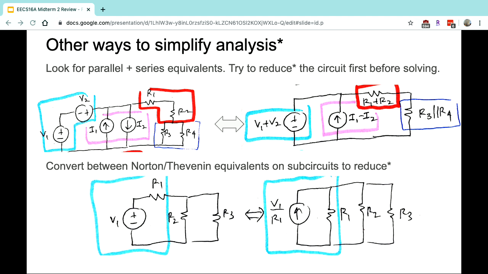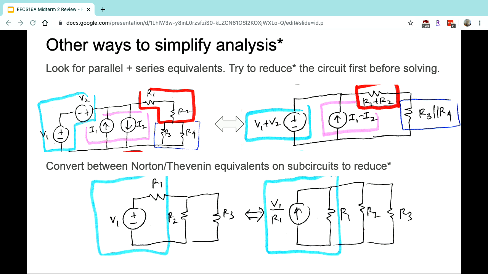One other thing we can consider doing is converting between Norton and Thevenin equivalents in order to reduce our circuit further. In this example, we can take our voltage source and this resistor in series and convert them into parallel. Now we have one current source but three resistors in parallel, which makes it easier to solve compared to this one where we have only two resistors in parallel.